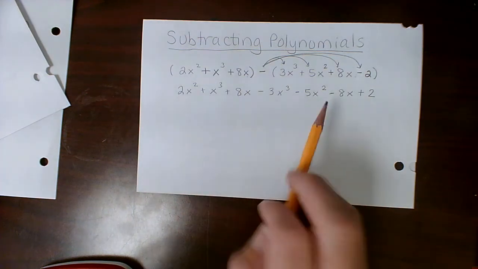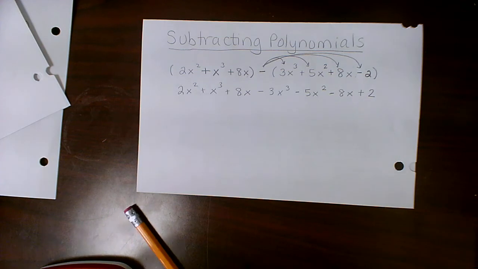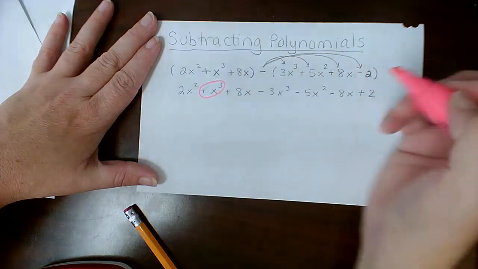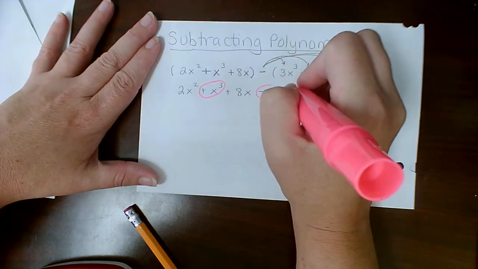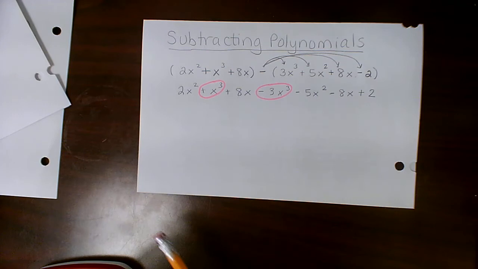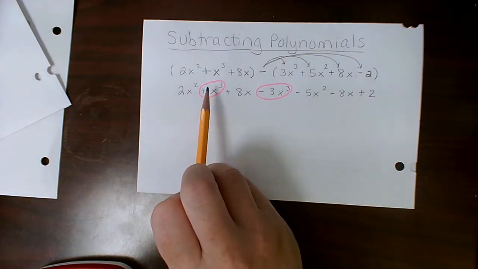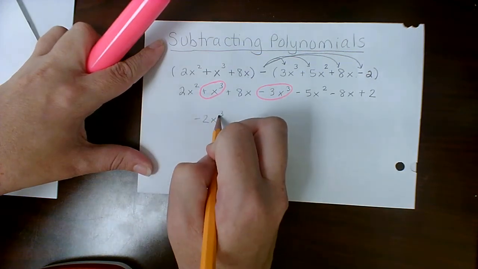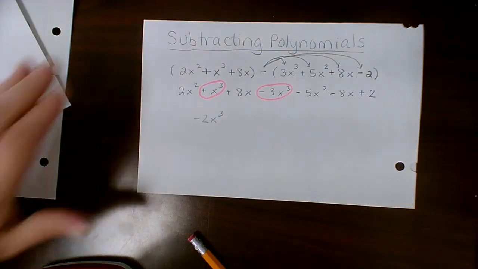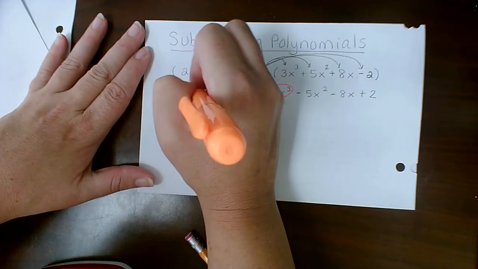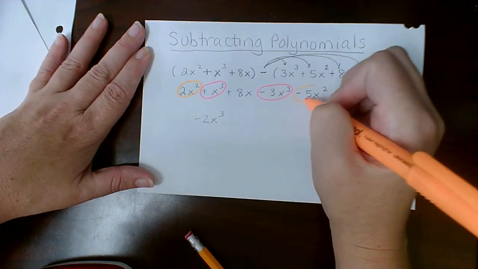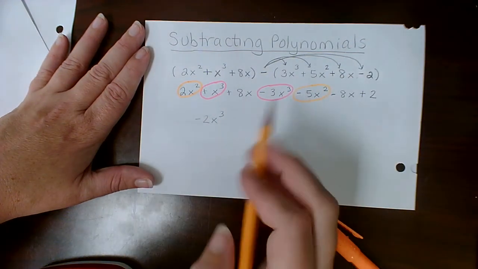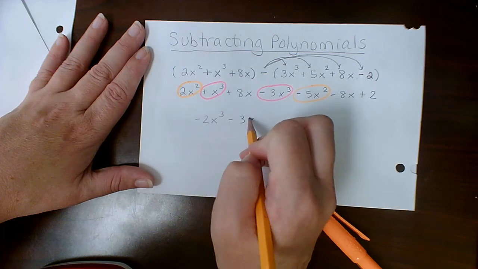From here, we're going to be combining like terms just like we did in the addition problem. I will look for the biggest exponents first. I have a positive 1x cubed here, and I have a negative 3x cubed there. So there is an invisible 1 here. 1, take away 3, makes negative 2x cubed. The next biggest exponent is 2x squared and minus 5x squared. 2, take away 5, is negative 3x squared.